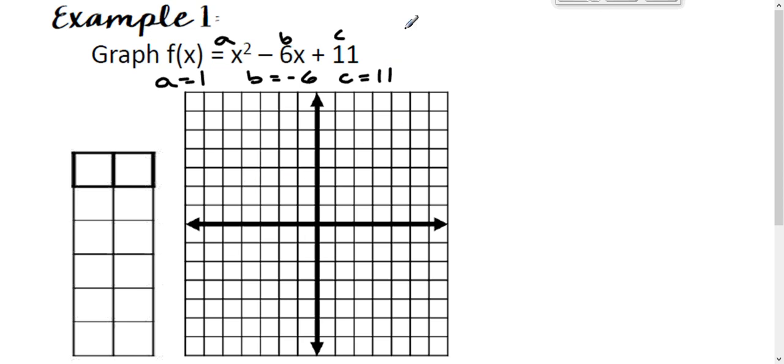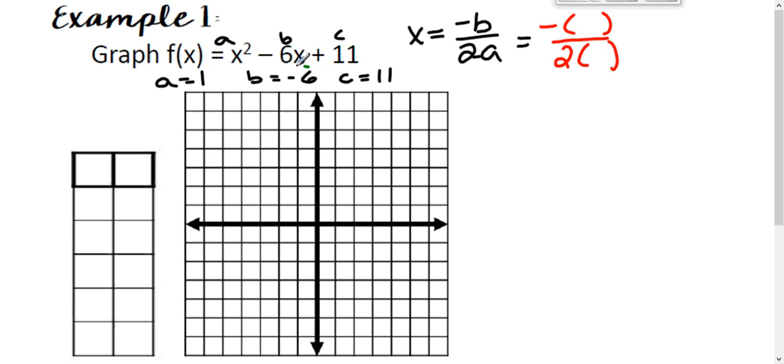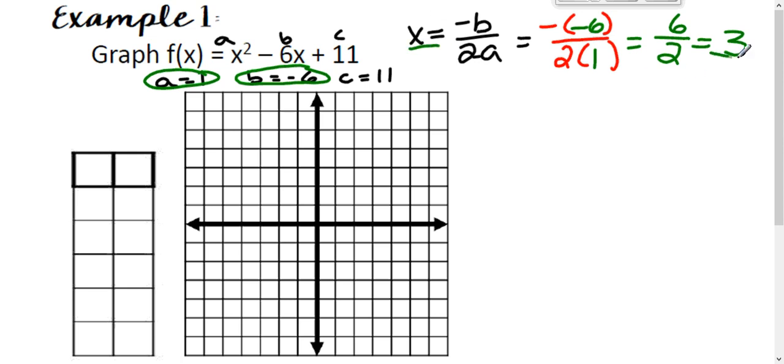So we're going to use our formula of x equals negative b over 2a to find that axis of symmetry. Now it's negative b. My b value is negative 6. So I'm going to plug that in. And it's over 2a, which was 1, so I'm going to plug that in. And then we just simplify that. So negative 6 is a positive 6 over 2 times 1, which is 2. And then 6 divided by 2 is 3. So that's our axis of symmetry, where x is 3.